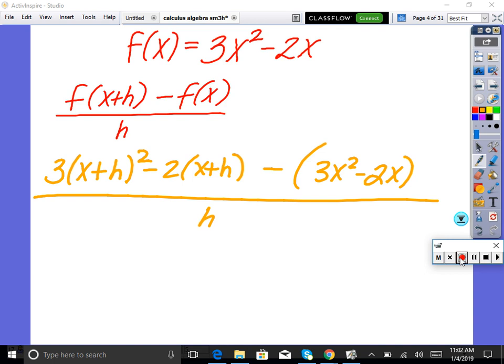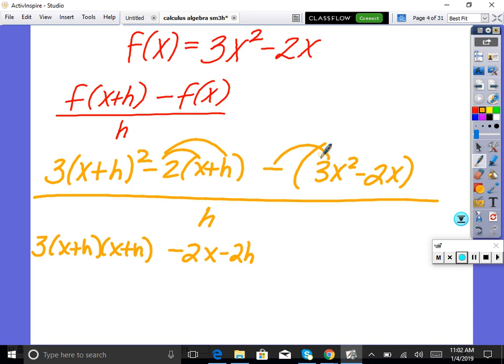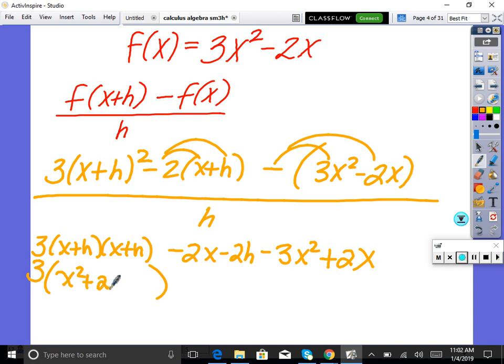Just sit there quietly. Okay, so distributing this out correctly to combine like terms on top, I would need to do 3 times x plus h times x plus h, wouldn't I? And then I'm going to distribute the negative 2 through, so that'll be minus 2x minus 2h. Then distribute the negative through, so it'll be minus 3x squared plus 2x. Then I've got to distribute my x plus h's together. So I have 3 times x squared plus 2xh plus h squared.